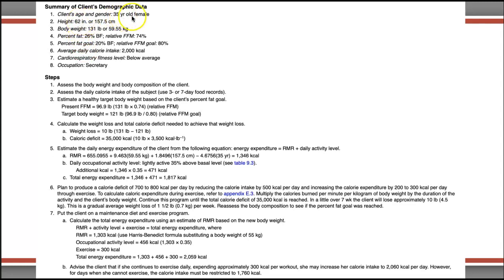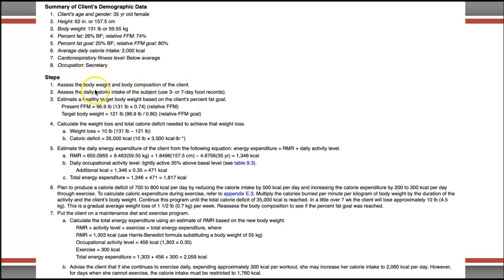So you have a 35-year-old female who is 62 inches tall. Their body weight currently is 121. Their body fat is 26, and their fat-free mass is 74%. Their goal is to get down to 20% body fat and a fat-free mass of 80. They're at 2674, and they want to go to 2080. They average a caloric intake of 2,000 calories. Lucky if that's the case. A very low average fitness level, and they have an occupation where they sit around all day.